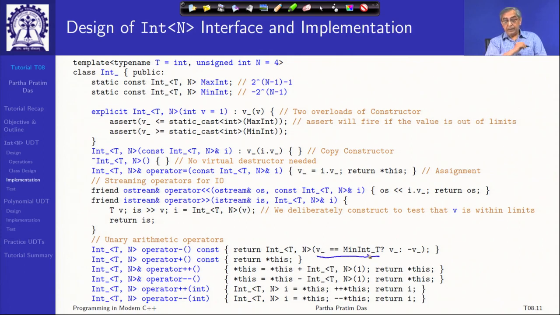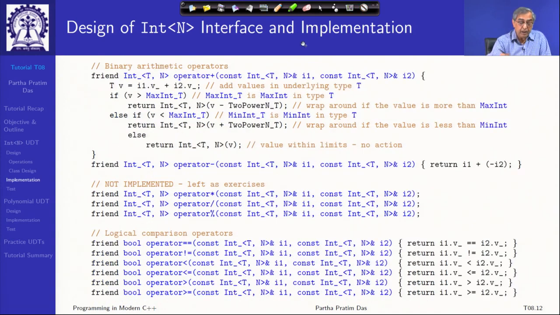The only thing to remember is for negation. If v is minint, if the value is already minint, then it remains minint, otherwise it is minus of that. The rest of the operators are the same as what we did before. Coming to the addition operator, we will certainly have to do a few steps to make sure that the wraparound happens.